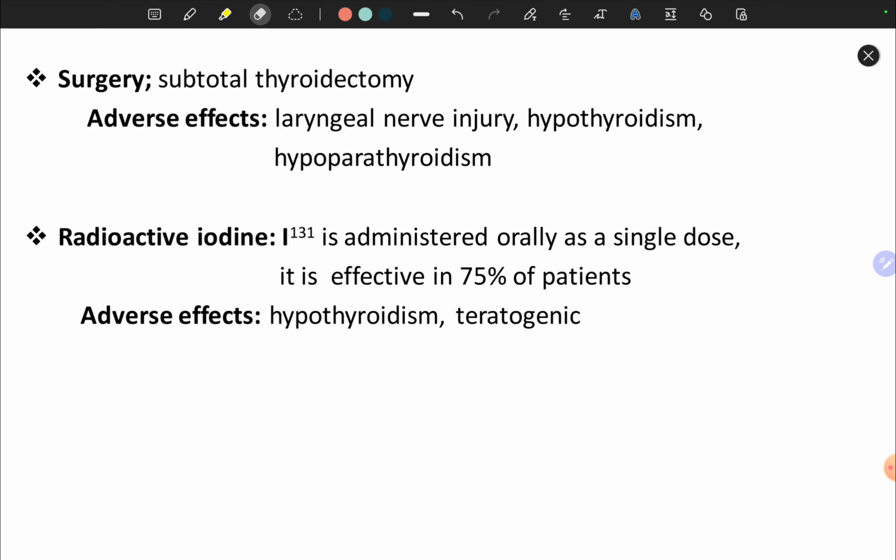The parathyroid glands are behind the thyroid gland, so during surgery you may remove the parathyroid gland or you may disturb the blood supply to the gland. If the blood supply is cut, in the future there may be hypoparathyroidism.